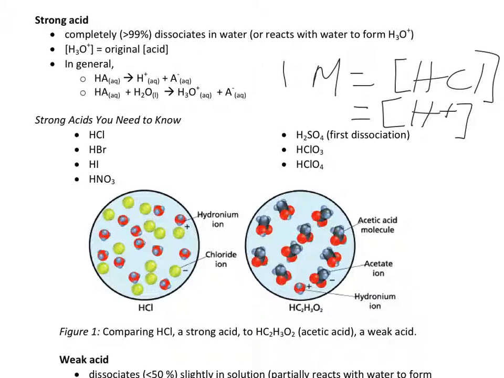And here I have a list of strong acids that I want you to know. You'll see HCl, HBr, and HI, so they're all binary acids, and they're all halogen-based acids. Note that HF is not present here. HF is a weak acid. And then the other strong acids that I want you to know: HNO3, H2SO4, and that's just the first dissociation, HClO3 and HClO4. So nitric acid, sulfuric acid, chloric acid, and perchloric acid are all strong acids, just like hydrochloric acid, hydrobromic acid, and hydroiodic acid.